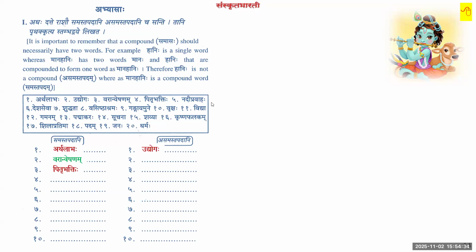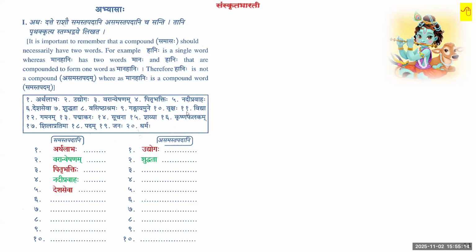Nadi Pravaha. Samastapadam. Nadi padamasti, Pravaha. Nadyaha Pravaha, Nadi Pravaha. Desha Seva. Samastapadam. Deshasya Seva, the serving of the nation. Shuddhata. Asamastapadam, because there is one word there, and this is basically a kind of pratyaya added to Shuddh, the cleanliness. The 'ness' is the ta pratyaya there.